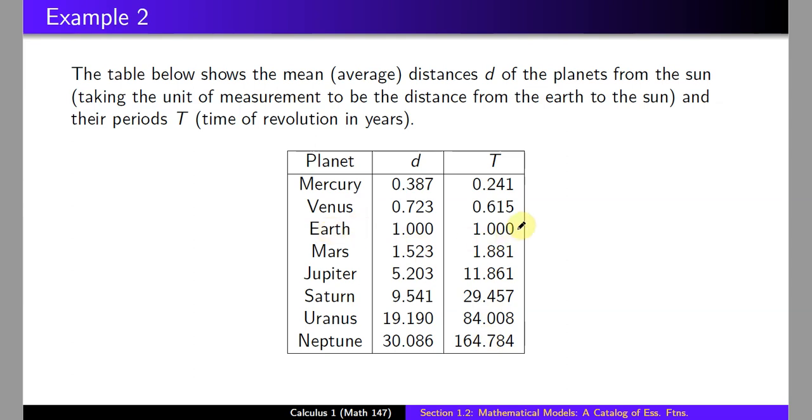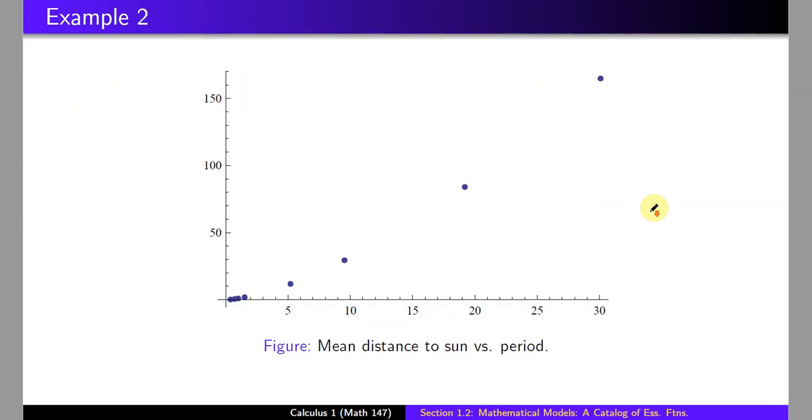So we know the Earth, for example, is going to take 1 year to make a revolution. Whereas you can see that the further you go out, like towards Neptune, it takes a long time to make a full revolution, whereas Mercury is quite a bit shorter. And here's a graph of the data set here.